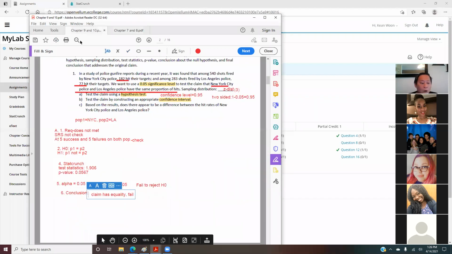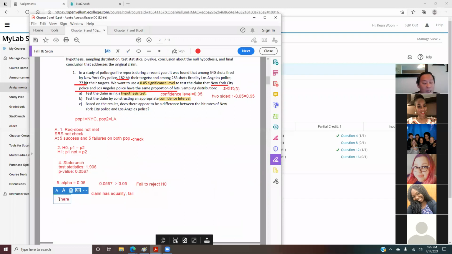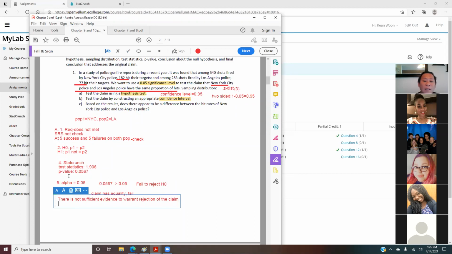So your conclusion says that there is not sufficient evidence to warrant rejection of the claim. And again, I don't have time to type it. And the claim says what? Claim that New York City police and LA police have the same proportion of hits. Again, so just copy and paste it up.